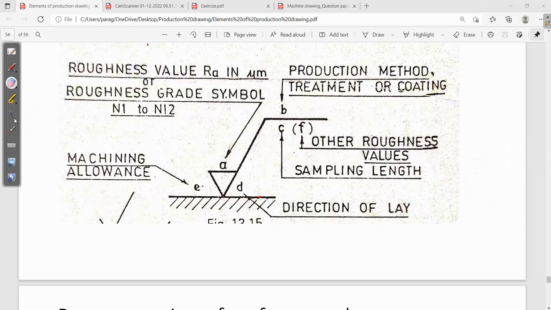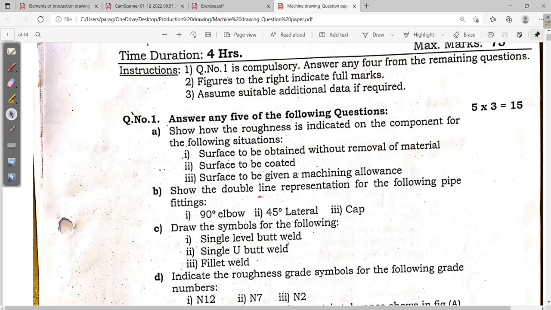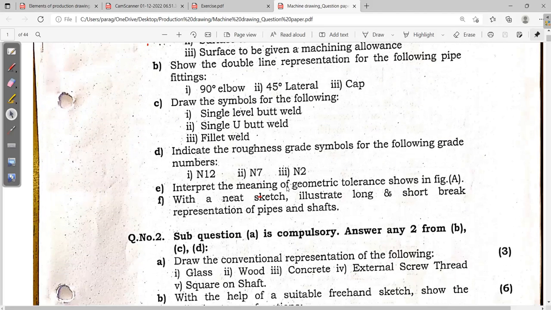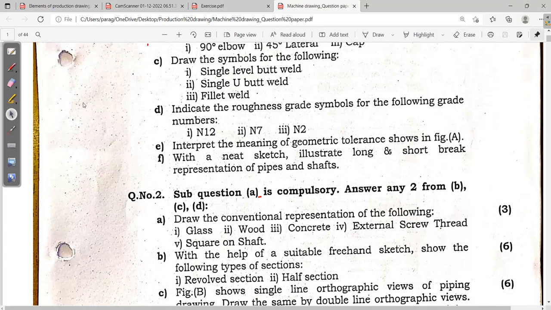Next, I already told you this, but every time they are asking this. Indicate the roughness grade symbols for the following grade numbers: N12, N7, N2. What are the different symbols which you are using to indicate such kind of a roughness grade? Okay, so just play.